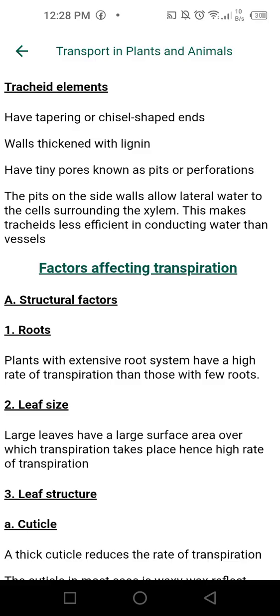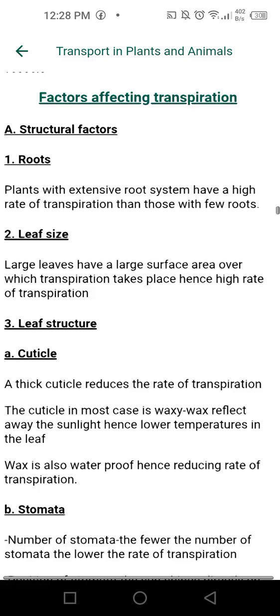Factors affecting transpiration. A. Structural factors. 1. Roots. Plants with extensive root system have a high rate of transpiration than those with few roots. 2. Leaf size. Large leaves have a large surface area over which transpiration takes place, hence high rate of transpiration.